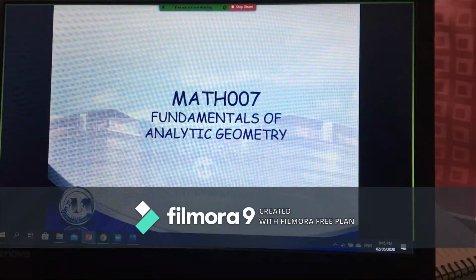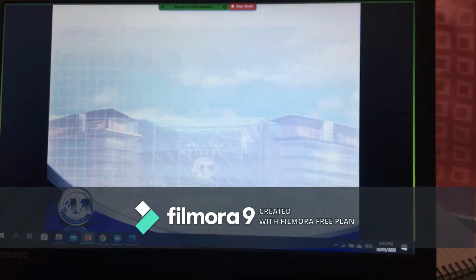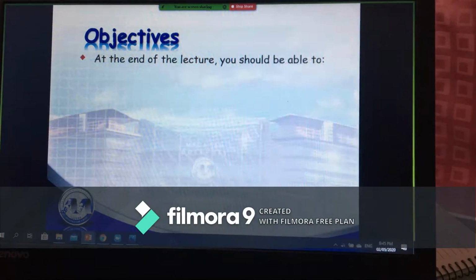MATH007, and the course title is Fundamentals of Analytic Geometry. So for our lecture tonight, these are the objectives.